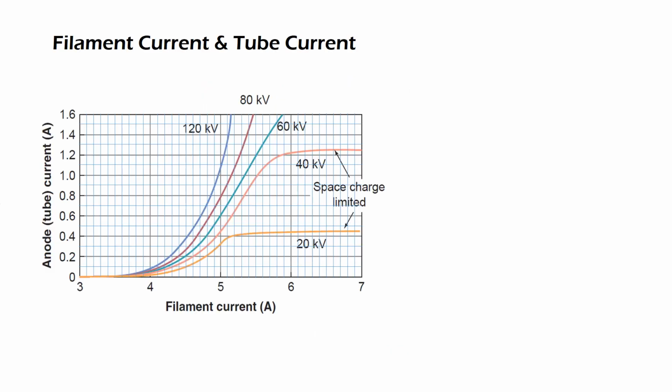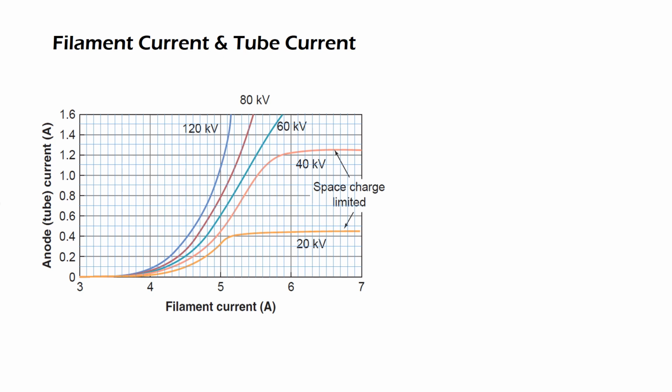The illustration on the left for filament characteristics shows the plot of tube current against filament current at different tube voltages. Here, the tube current starts flowing when filament current is greater than 3.5 ampere. Below this filament current, the thermionic emission of electron is negligible. From the shape of the curves, it is obvious that the filament current and X-ray tube current are nonlinearly related.